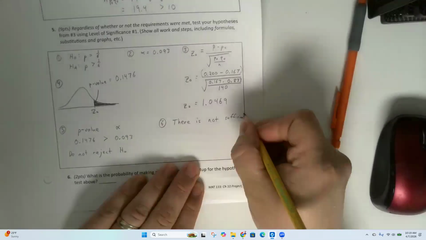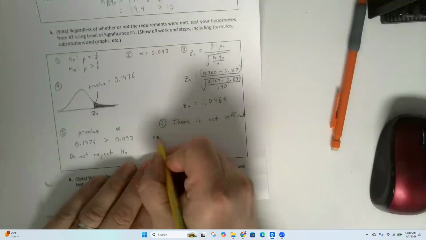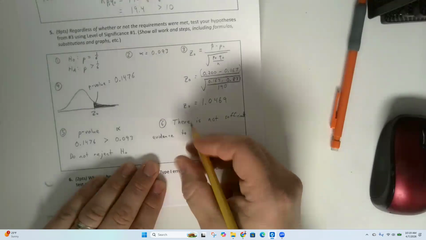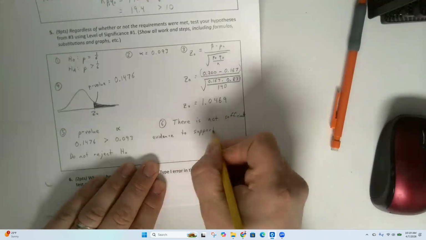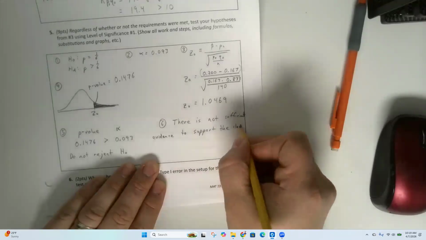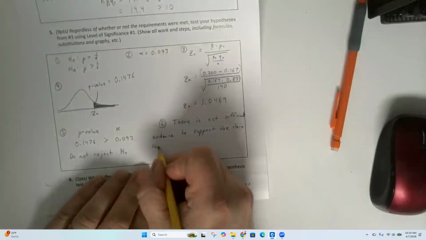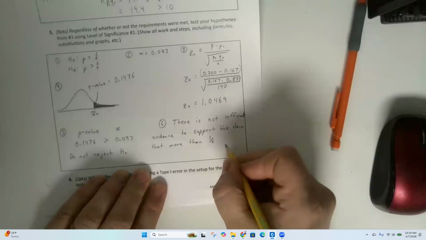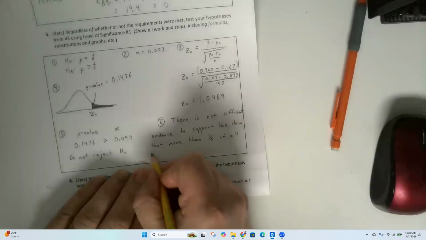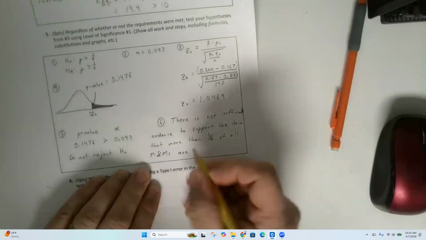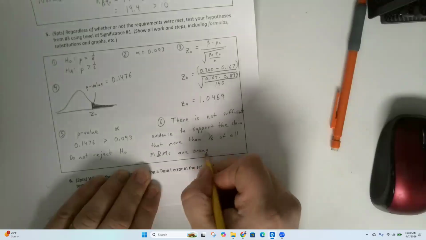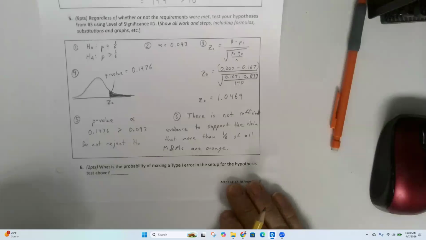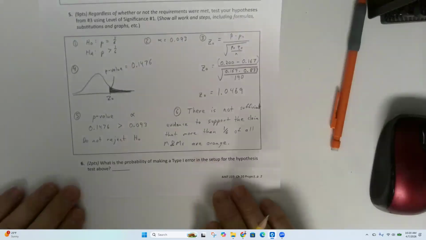There is not sufficient evidence to support Willy Wonka's claim. Okay. To support, what was his claim again? To support the claim that more than 1/6 of all M&Ms are orange. He was claiming that they were using way more orange than any other color, and I showed that there is not sufficient evidence to support that claim.